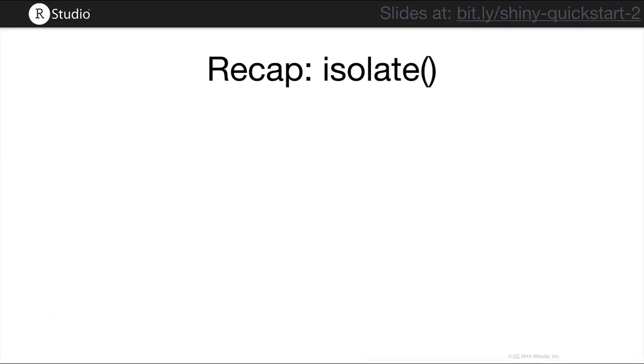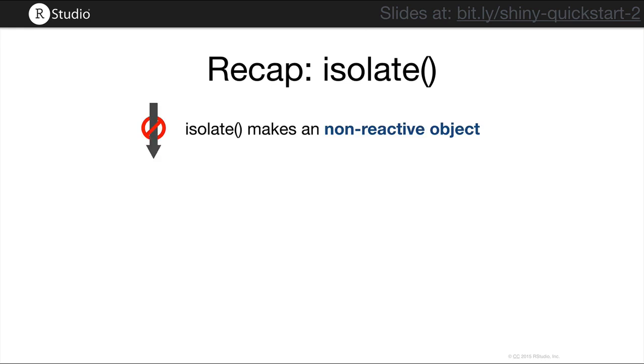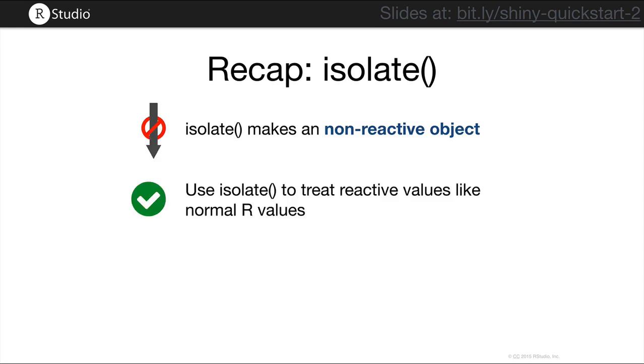So isolate is pretty straightforward. It makes non-reactive objects out of reactive objects. And you could use isolate to treat reactive values as if they're normal R values, to sever the chain of reactivity.